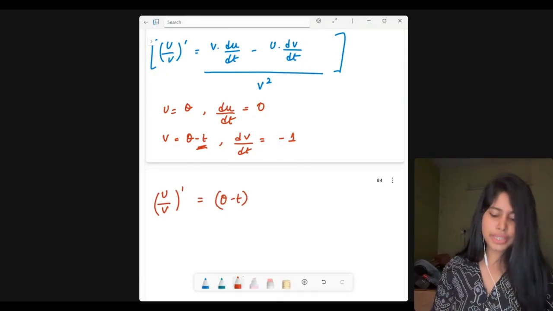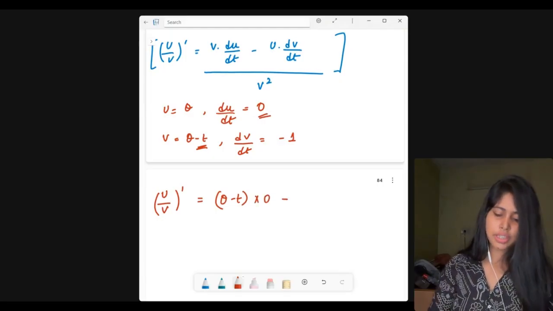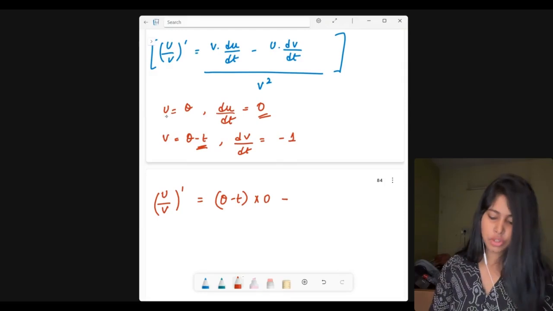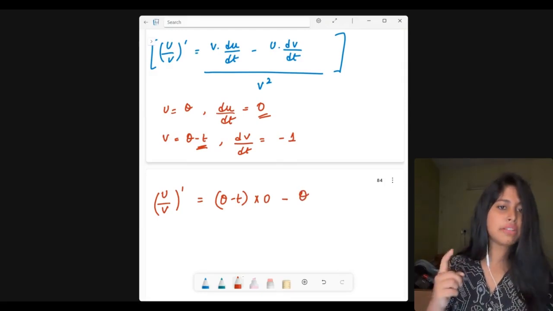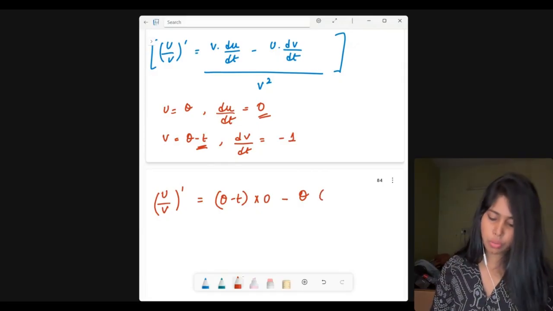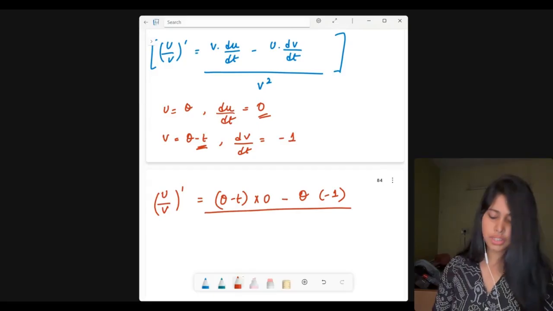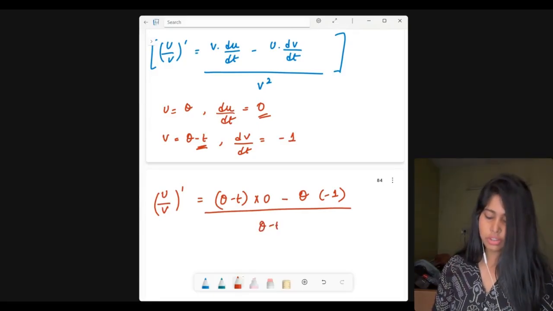And what is du by dt? Here we can see it is 0, so into 0 minus, here u is what? U is theta, so let us write theta, and theta dv by dt. What is dv by dt? It is minus 1, so just write minus 1, and divided by v square. What is our v here? Theta minus t, so it will be theta minus t whole square.